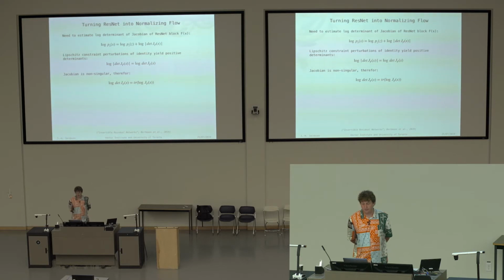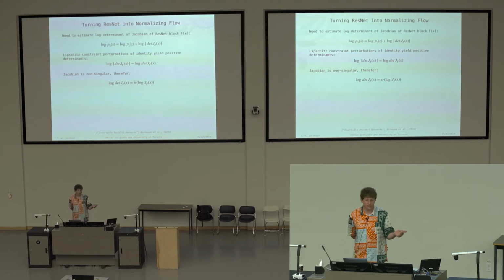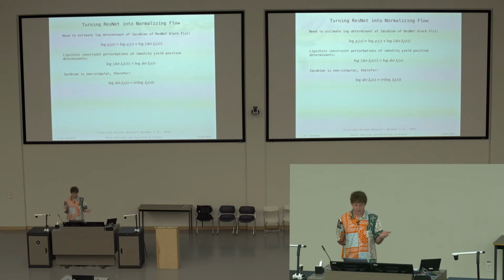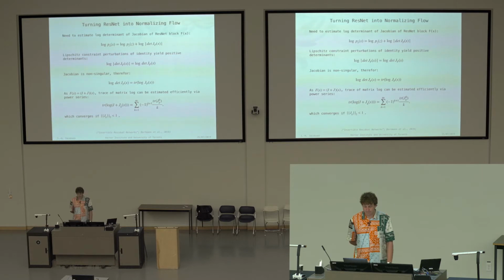Okay, so it turns out that the Lipschitz constraint on perturbations of identity yields positive determinants. That means that the log absolute determinant of the Jacobian is the same as the log determinant of the Jacobian in this particular residual network, the invertible one. The Jacobian is non-singular, and therefore we can rewrite the log det of the Jacobian as the trace of the log. And as f of x equals I plus g of x, the trace of the matrix log can be estimated efficiently with a power series, essentially.